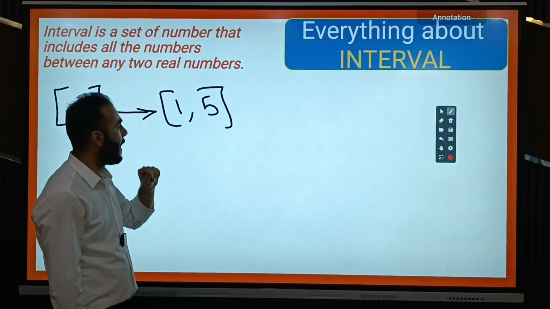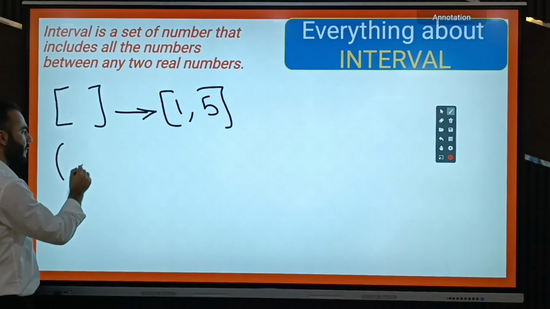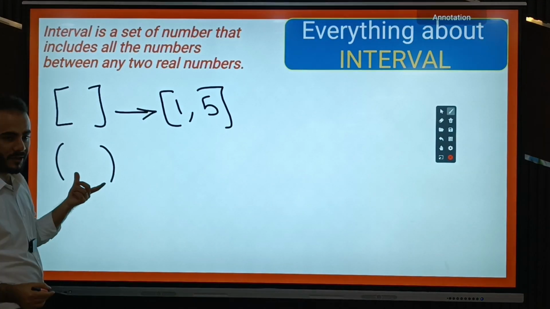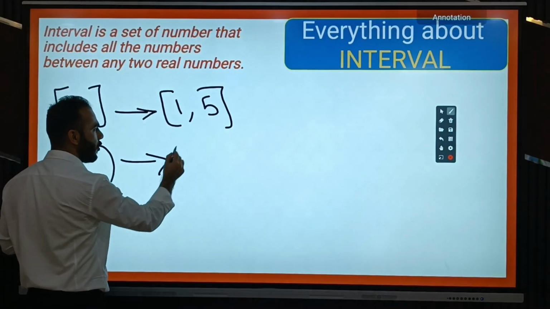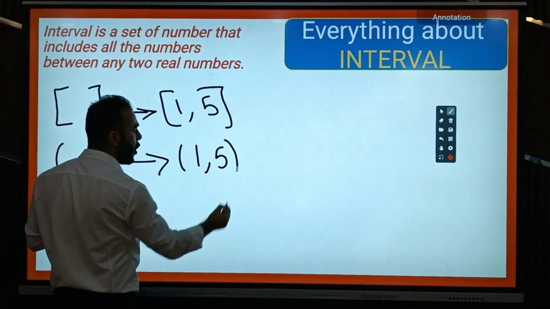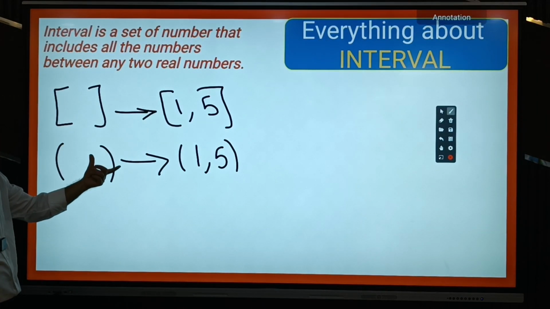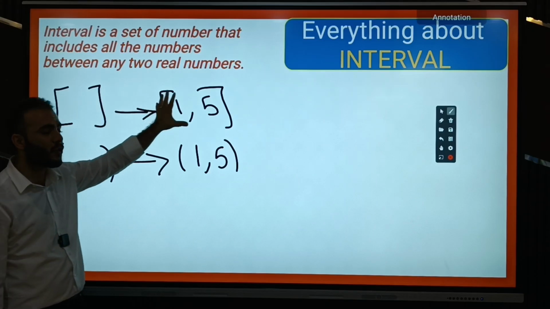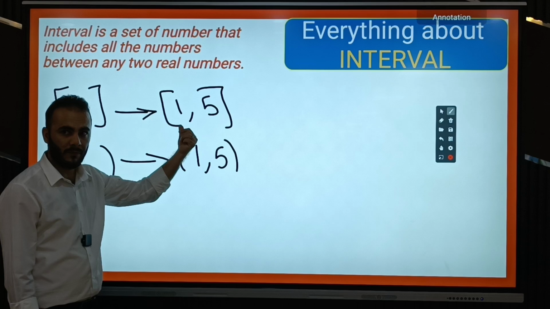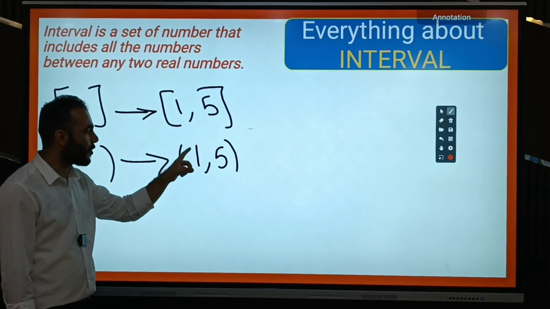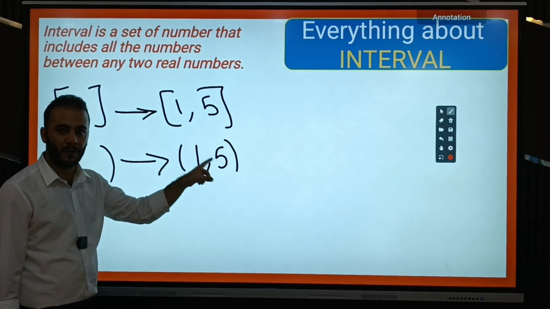All right. But how about open interval? We show them as normal parentheses. So this is what we call open interval. Okay. So open interval of 1 and 5. So what is the difference between these two? The difference is in closed interval, our interval includes these two numbers. But in open interval, the interval doesn't include these two numbers.